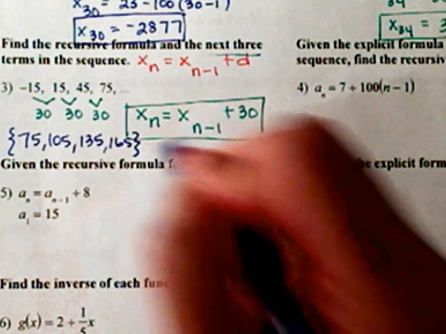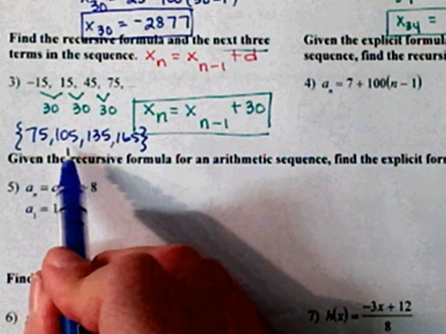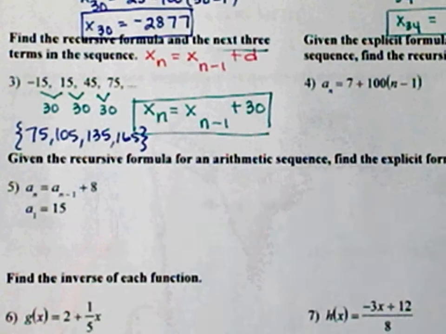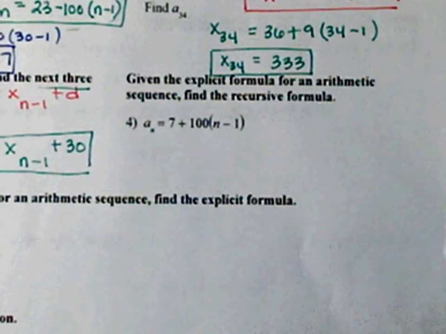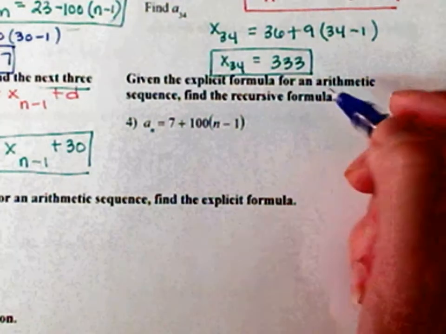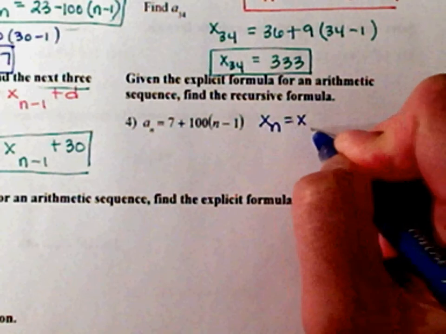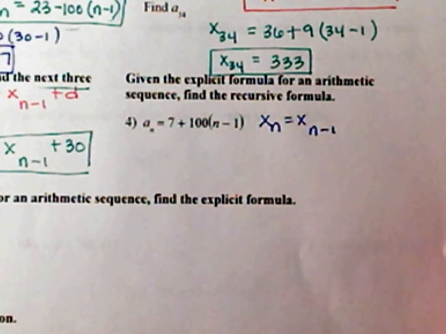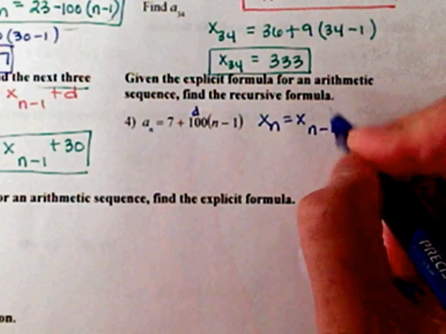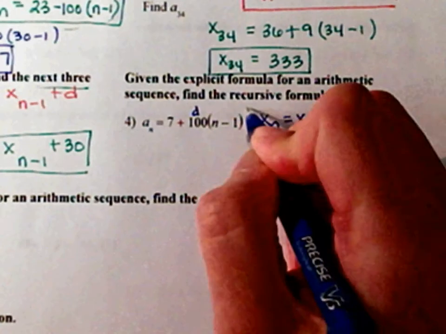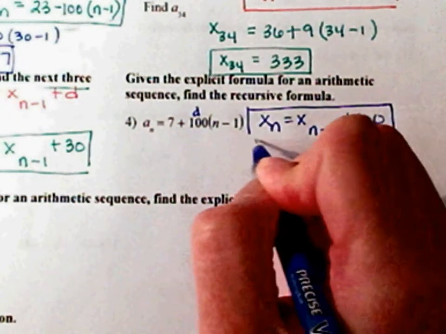There's the next 3 terms: 105, 135, and 165. Okay? Number 4, given the explicit, go ahead and find the recursive. So your recursive will look like this. X of n is equal to x of the previous term, n minus 1, plus 100. This is your d. And there is your recursive formula.